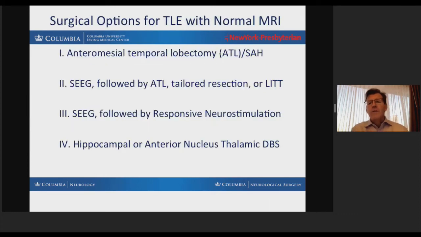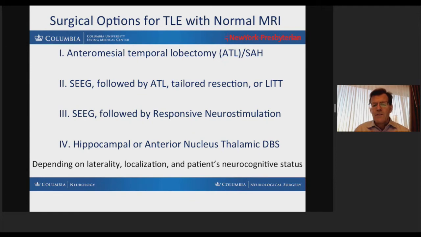So when we look at what the surgical options are in a patient, sometimes you have enough information to say anteromesial temporal lobectomy makes sense. Rarely would you have enough information to do a selective hippocampal procedure up front in somebody who's MRI negative. In patients like the one we looked at, we can do stereo EEG followed potentially by anterior temporal lobectomy, tailored resection, or laser ablation. In patients who have very intact high function, we could do stereo EEG potentially followed by responsive neurostimulation. And even sometimes it makes sense in this patient population to be considering hippocampal or anterior nucleus thalamic DBS. So a lot of surgical tools depending on the patient.